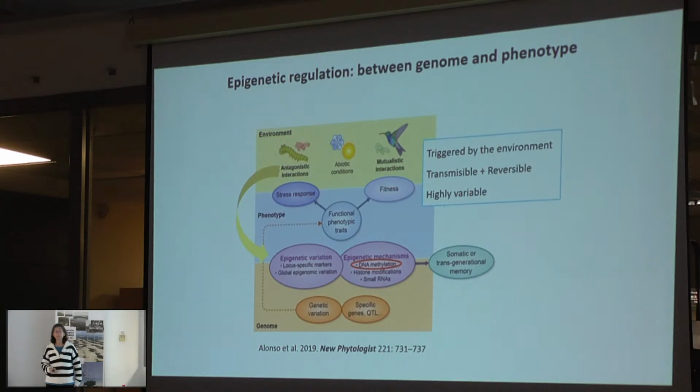Some of them, at least, can be triggered by the environment, and it means that several individuals in a population can reach the same variability because the environment is shared. They are transmissible, but also reversible. The rate of change is several orders of magnitude higher than for genetic variability. The transmissibility could be transgenerational or for several generations. And then it's highly variable. I will be saying something else about these features now.